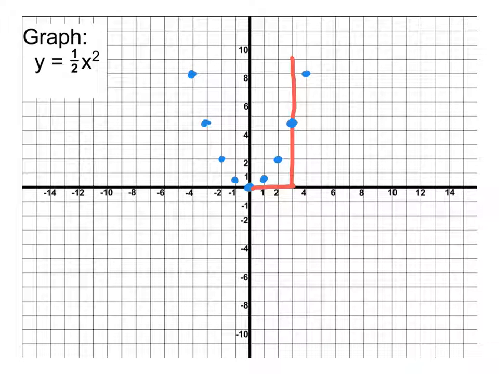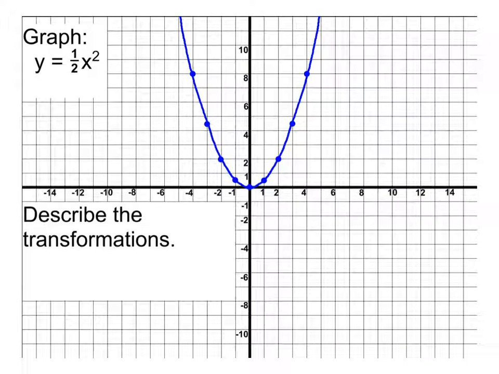Over 5 would be up how far? 25. And half of 25 is 12.5. So I'm finally off my graphing grid, so I can go ahead and draw my curve, and that goes through those points. So this is what you should be looking at for your graph of y equals 1/2 x squared.